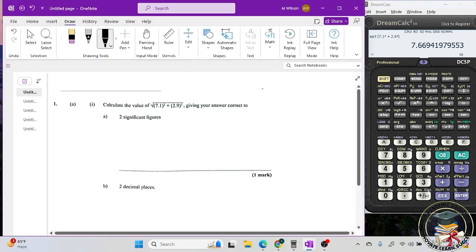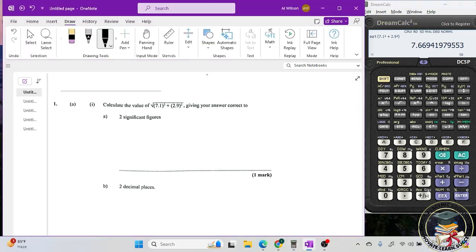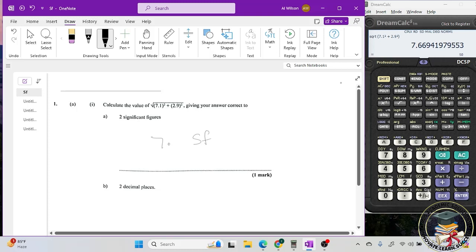Now the first part wants us to write it in two significant figures. So we put SF, and what we need to do for this is identify the first two non-zero digits and then make the according adjustments. Our first two non-zero digits are 7 and 6. So we look at what comes after the 6. In this case, it's another 6. Therefore the answer is 7.7.